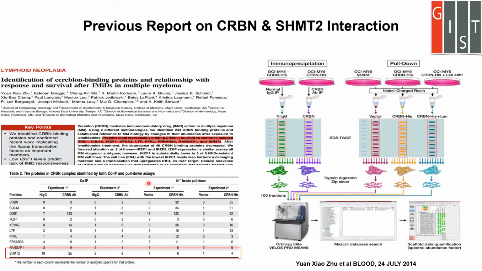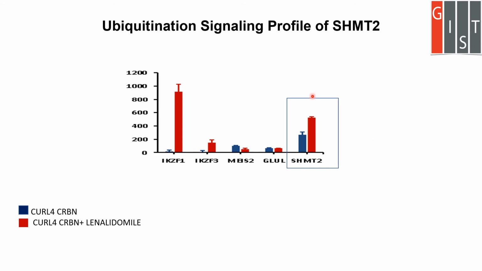To come to this conclusion, they performed the experiment using two different assays, immunoprecipitation and pull-down assay. This assay shows that CRBN strongly interacted with 10 proteins, one of which is SHMT2. Also in our lab, we performed a ubiquitination signaling profile of SHMT2, and the result shows that SHMT2 has a strong ubiquitin signal in response to thalidomide.